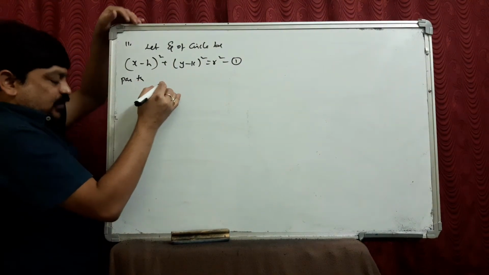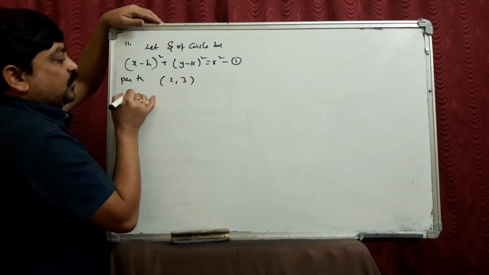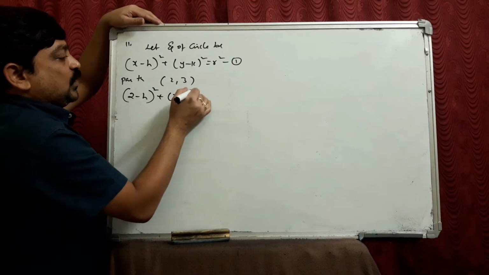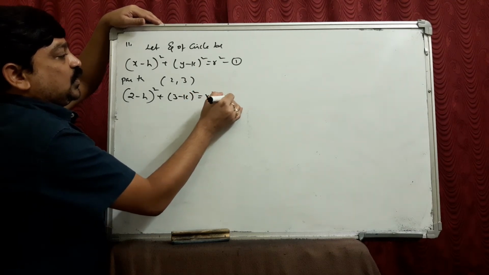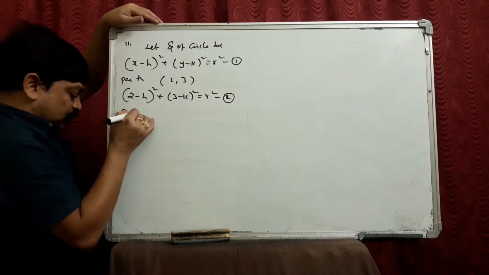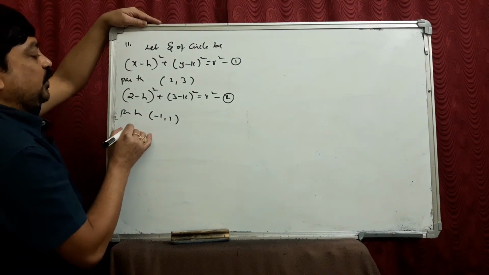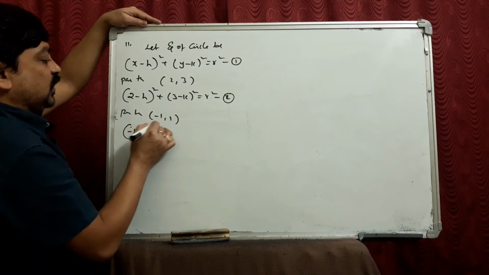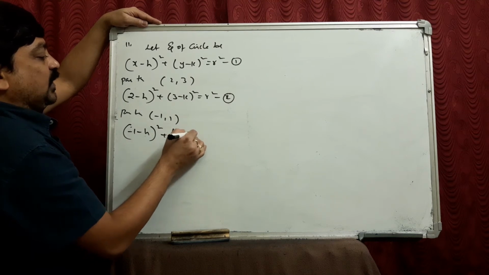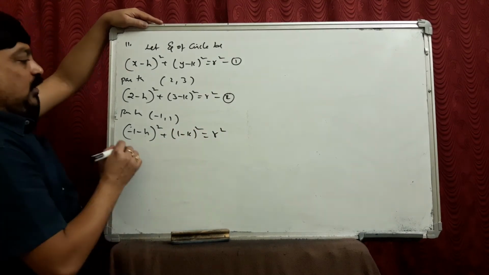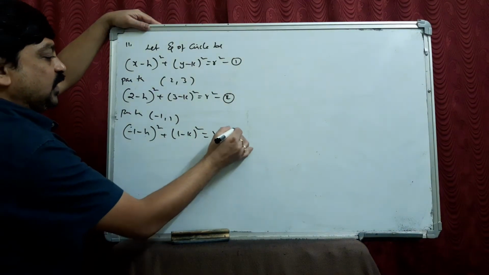(2, 3) first. So in the place of x and y, (2 minus h) whole square plus (3 minus k) whole square is r square. Equation 2. Next, it passes through (minus 1, 1). It becomes (minus 1 minus h) whole square plus (1 minus k) whole square equal to r square. Now this is equation 3.